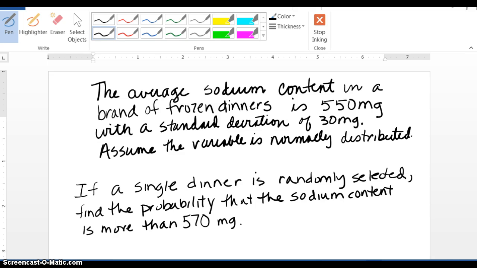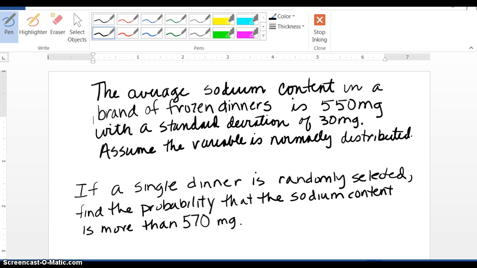This video will demonstrate a problem where you are seeing the difference between using the standard normal distribution to answer a question about one randomly selected individual thing, and then the second part will show answering a question about the sample mean. So the average sodium content in a brand of frozen dinners is 550 milligrams, has a standard deviation of 30 milligrams, and the sodium variable is normally distributed.